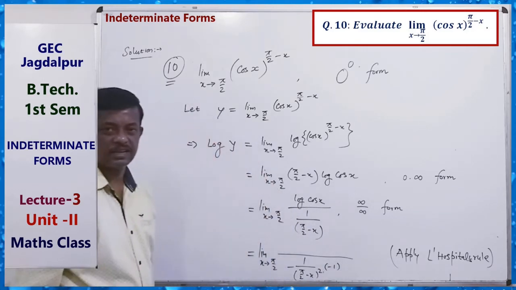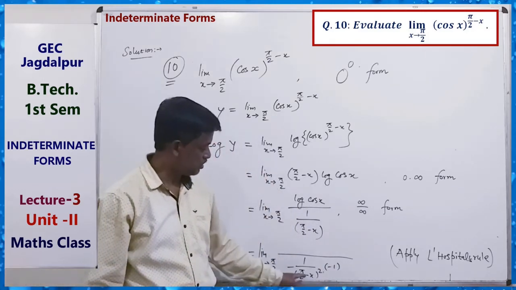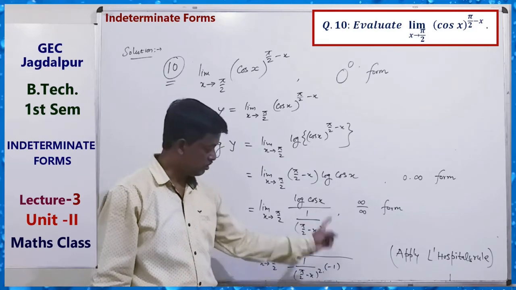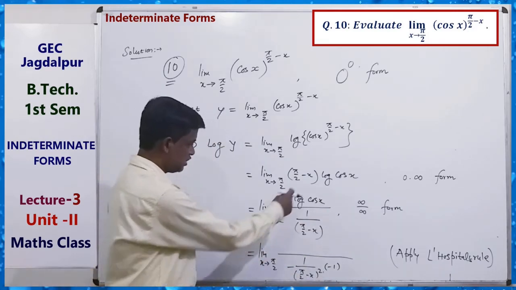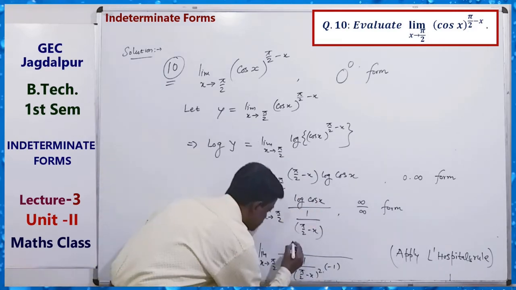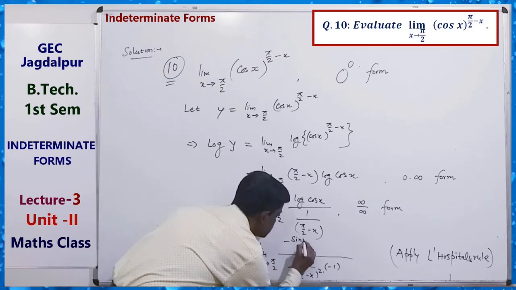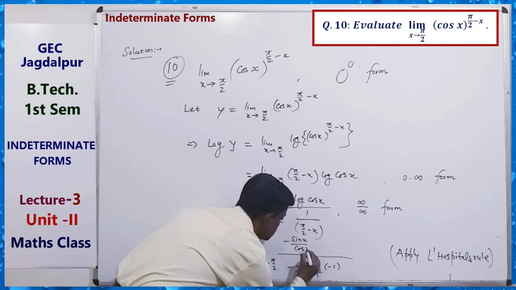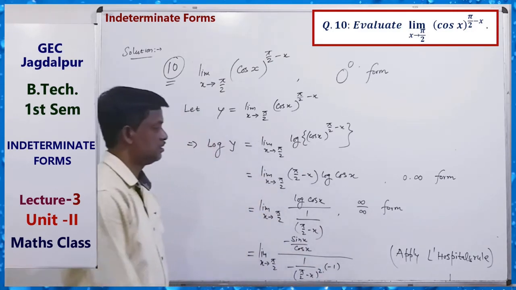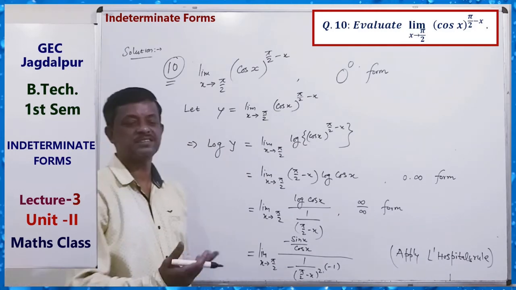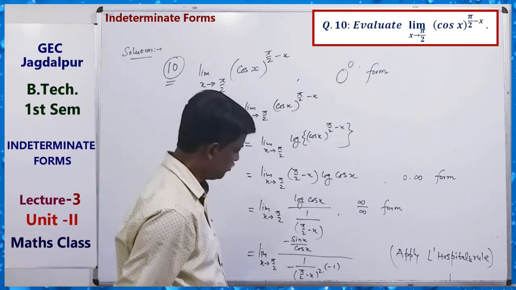Okay, minus x just like this, minus 1 upon (pi by 2 minus x) square and minus 1. Differentiation, and its differentiation cos x by sin x. So minus sin x by cos x. Minus sin x by cos x, because 1 by cos x and minus sin x. So this is the value.